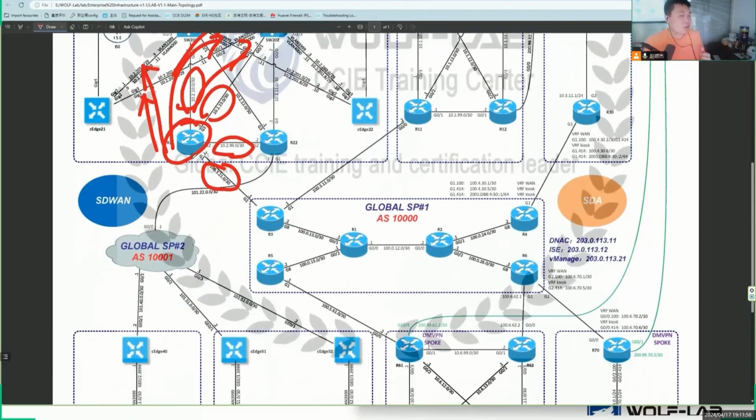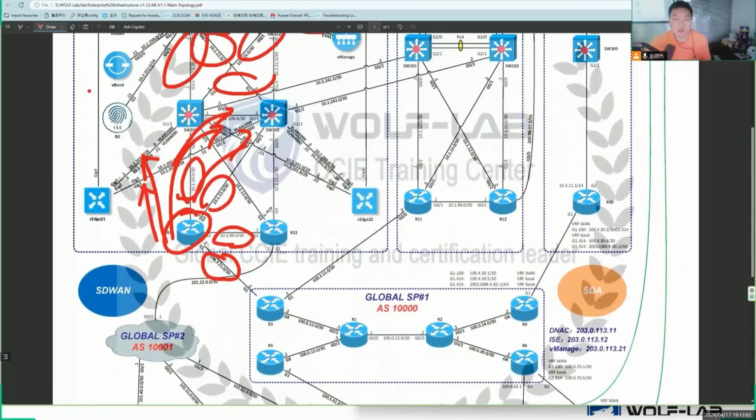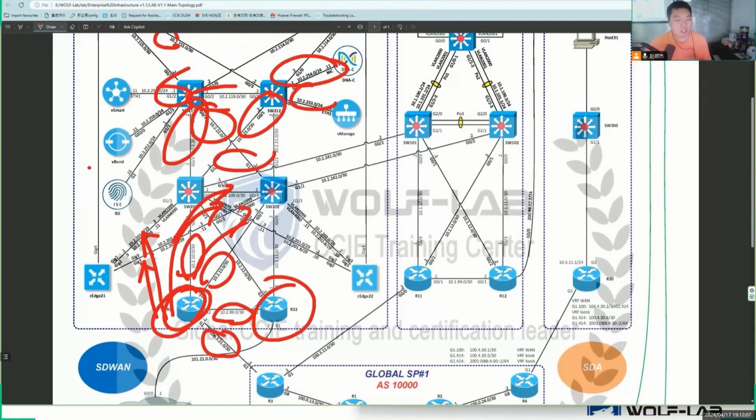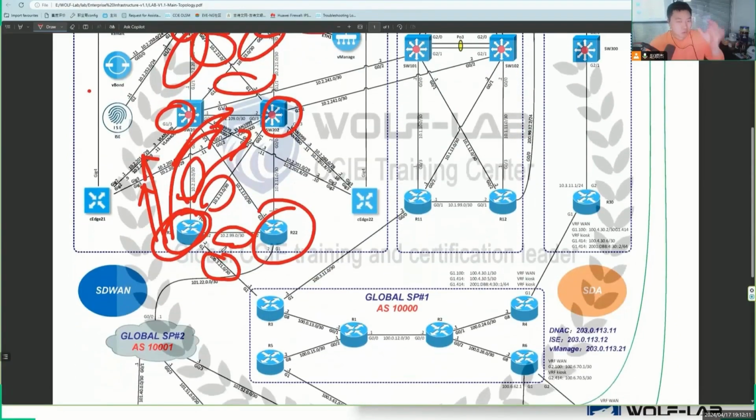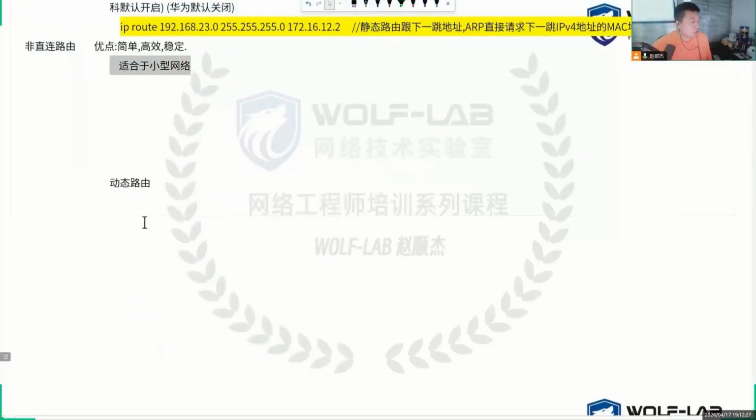So if you want a router in a large network to have route entries for the entire network, imagine how many static routes you'd need to write for R21. We'd need to write route entries for all networks. R22 also needs to write. If you want to achieve full network interconnectivity, every device must have routes for all networks. How many routes would R21 need to write? How many would R22 write, for a human? You have to write so many static routes.